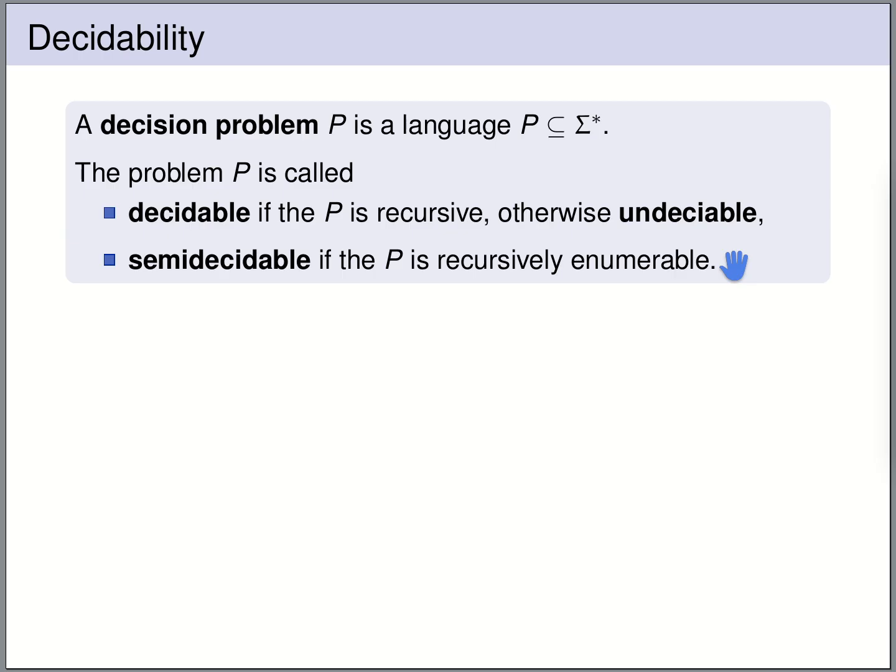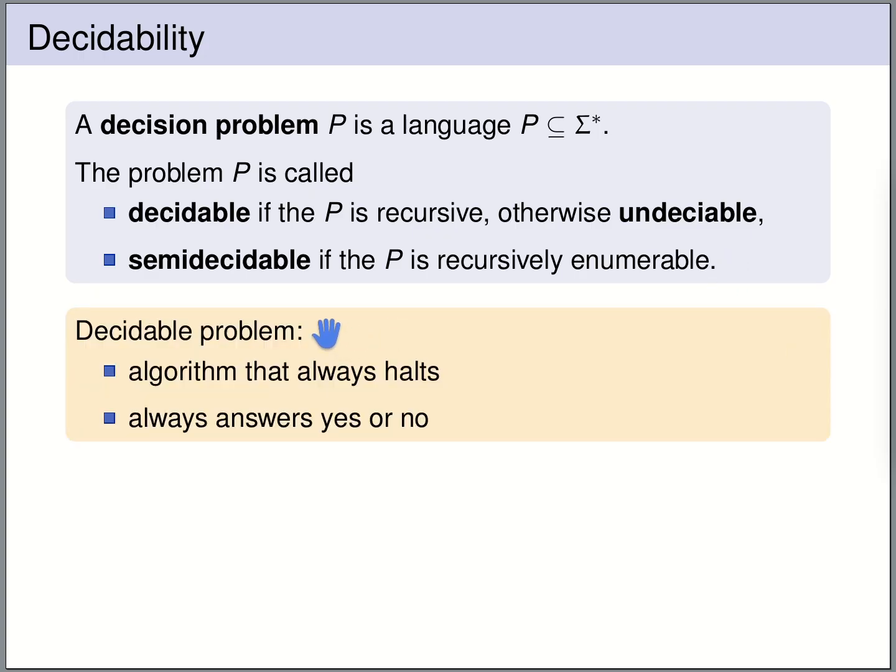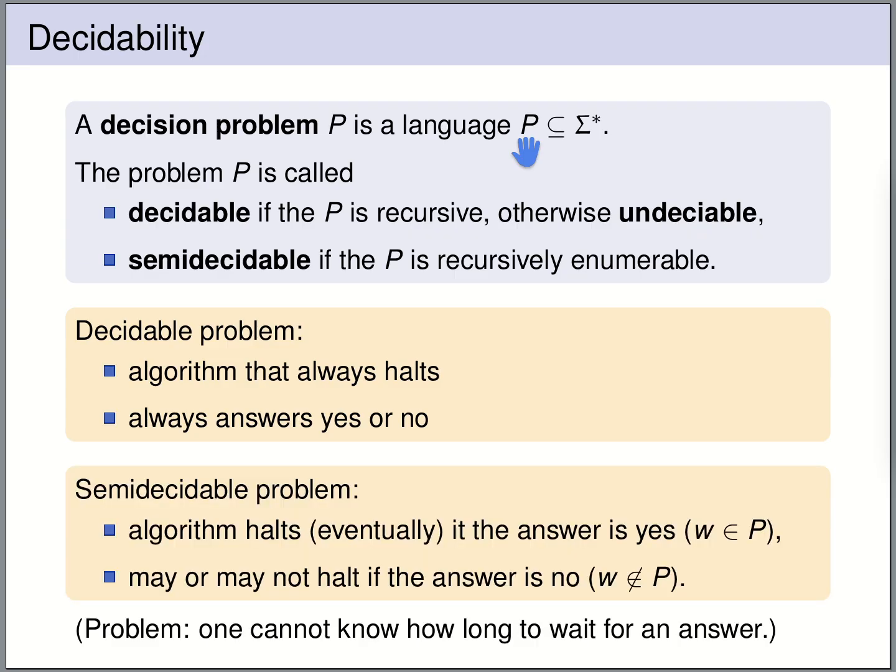Intuitively we can think about it as follows. The decision problem is decidable if there exists an algorithm that always halts and always answers yes or no. So there's an algorithm that we can give any word over sigma, and this algorithm will always stop and tell us whether this word is in P or not. A problem is semi-decidable if there exists an algorithm that will eventually stop and answer yes if the input word is in P. But if the input word is not in P, then the algorithm may never answer and compute forever.